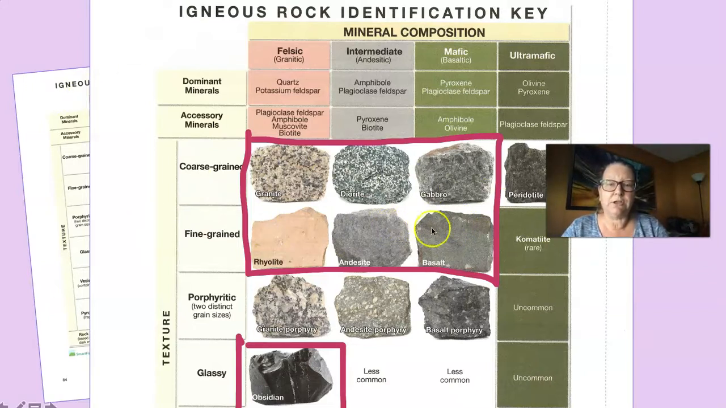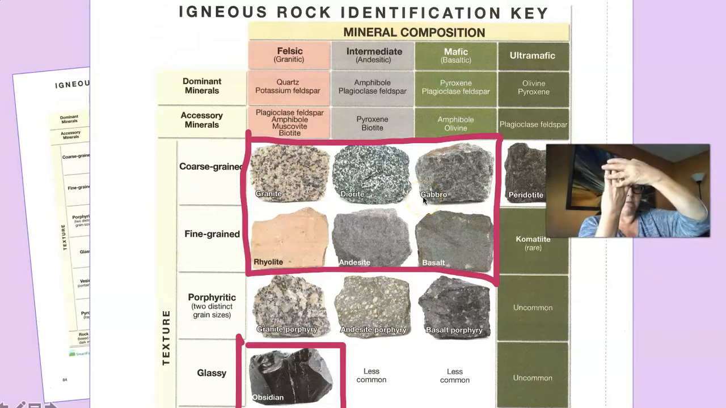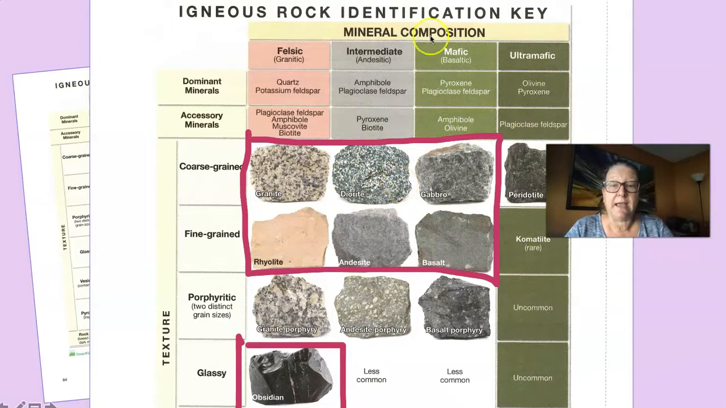And then the other direction will be the composition. What minerals make up the rock? And so basically, to name a rock, you need to find the intersection of texture and composition. For example, this rock right here called a diorite has an intermediate composition, and it's a coarse-grained rock. So when you look at the identification key for igneous rocks in the videos, keep this in mind.